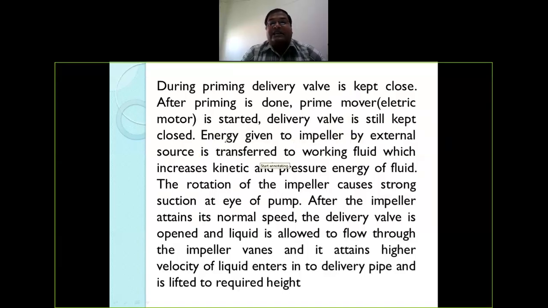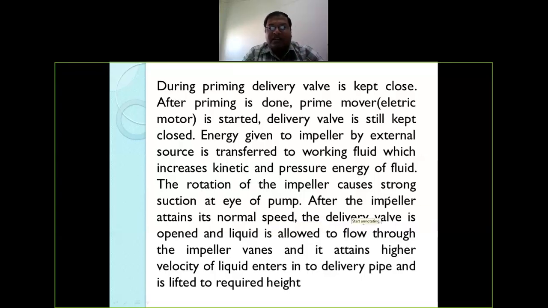Now what will happen? We give some energy to the impeller. The energy given to the impeller by an external source is transferred to the working fluid, which increases the kinetic and pressure energy of the fluid. The rotation of the impeller causes strong suction in the eye of the pump. I have already shown you the eye of the pump. After some time, your impeller will attain its normal speed, because you already provided the energy to the impeller, and it is then transferred to the working fluid.